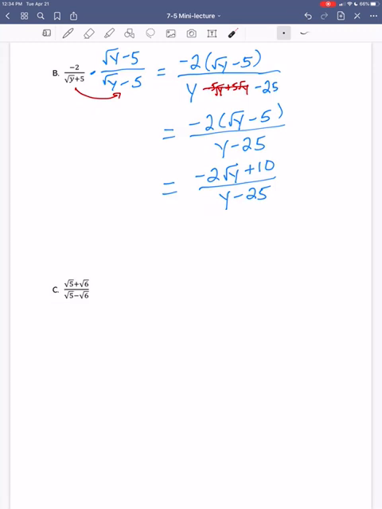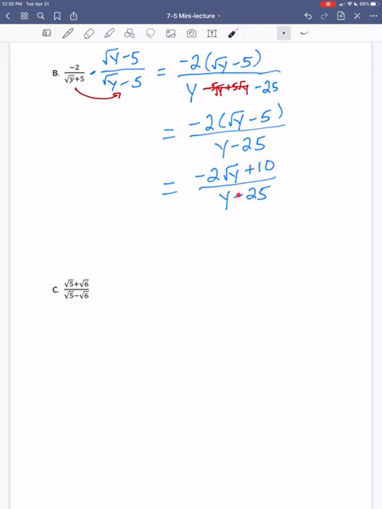One, I can't cancel anything that's inside a root with something that's outside a root. So that can't be done. Second, and that's the thing here, I can't cancel the 10 with the 25. Now you might be saying, but wait a minute, 5 goes into 10 and 5 goes into 25. Yes, 5 is a factor of 10 and 5 is a factor of 25. But 5 is not a factor of the whole numerator or the whole denominator.